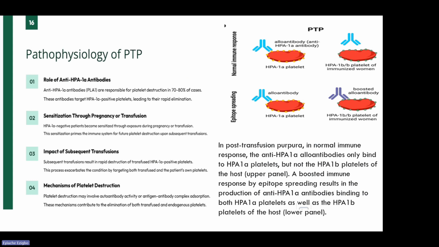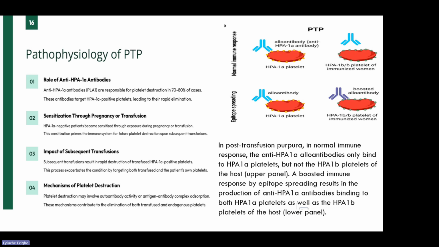Pathophysiology of this PTP, we said, is as a result of anti-human platelet antigen 1. The anti-human platelet antigen 1 antibodies are responsible for platelet destruction in about 70 to 80% of cases. These antibodies target human platelet antigen positive platelets, leading to their rapid elimination. So when somebody that does not have the antigen is exposed to it, the antibodies that develop will target the platelet antigens of the recipient and destroy them.